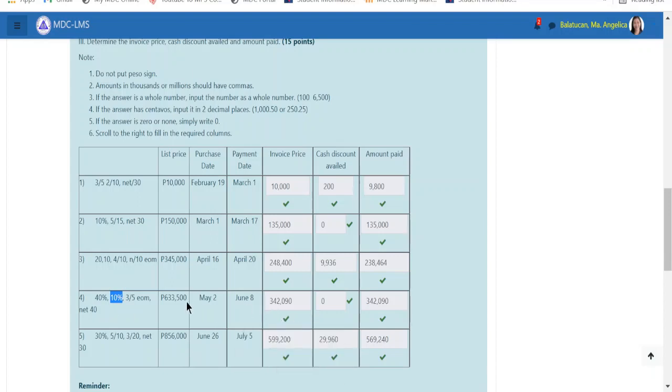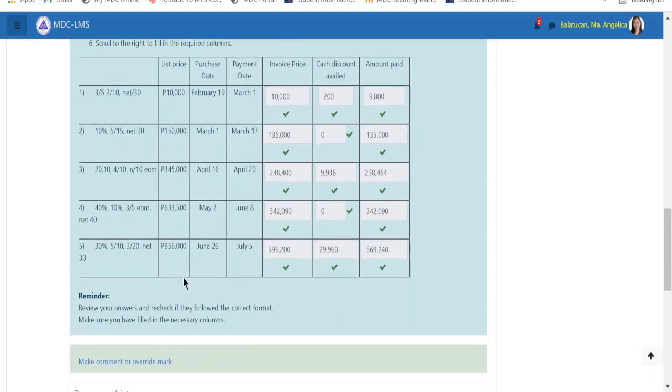Now, let's check if there's a discount. So May 2 plus, okay, but this is 5 over EOM. So 5 days after the end of the month. The end of the month is May 31. So the discount period would end on June 5, but the payment was on June 8, so therefore no discount. So we're going to pay the entire amount of 342,090 pesos.